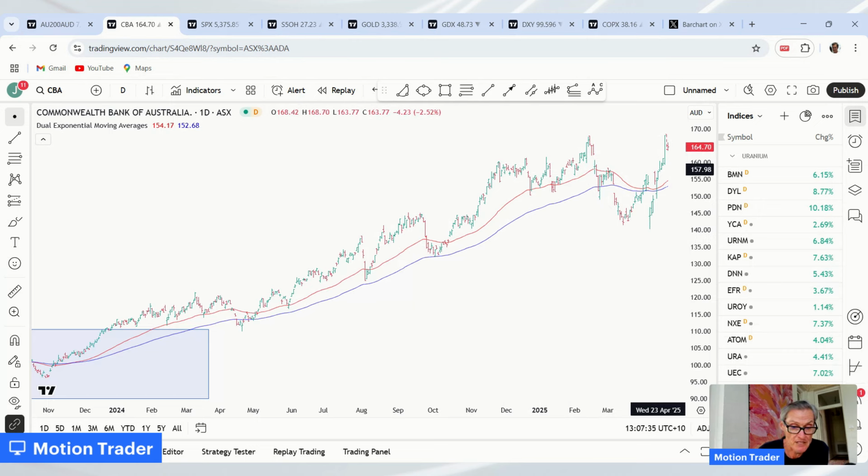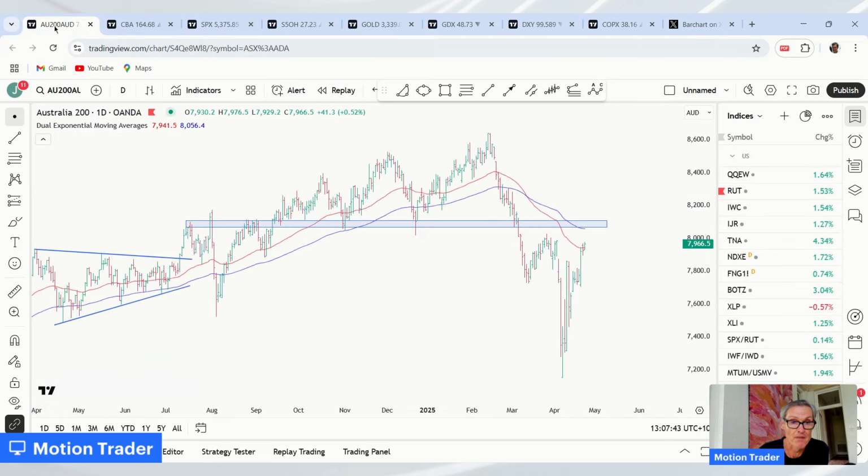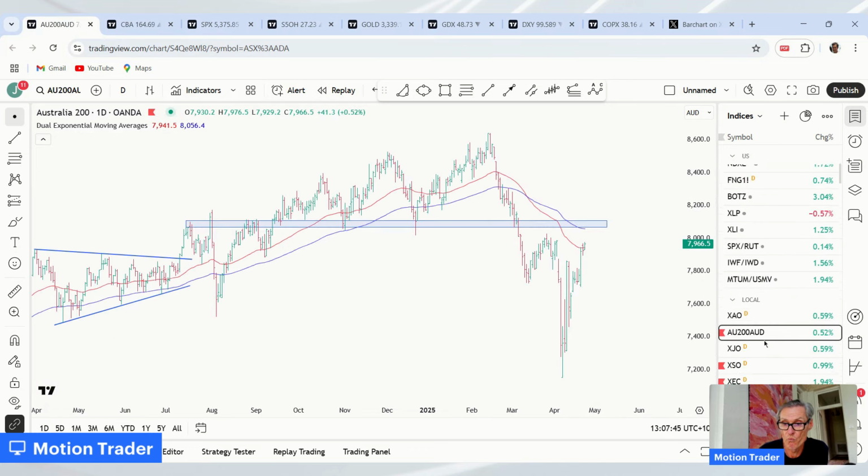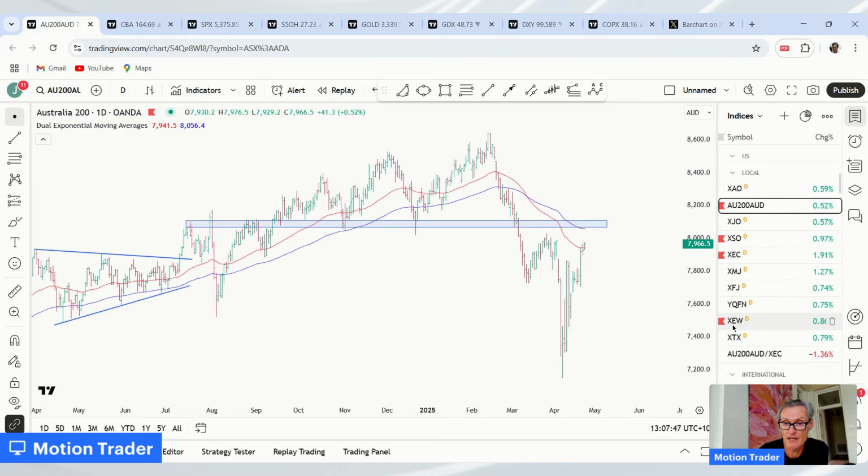So as I said, CBA, I think this is a big reason behind the ASX 200's rally. Not the only one, but a big part of it. Coming across, I'll show you why I say that. I'm going to go to the equal weight. So this is a market cap based version of the ASX 200. Well, that is the ASX 200.